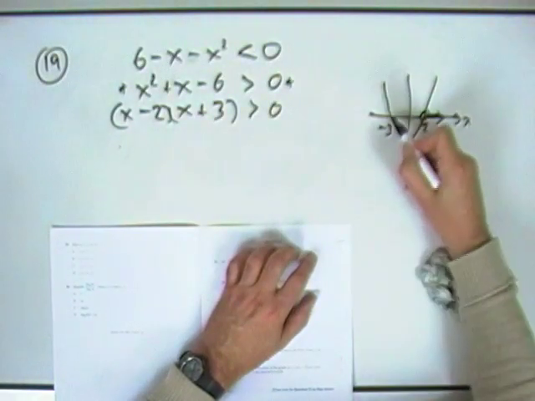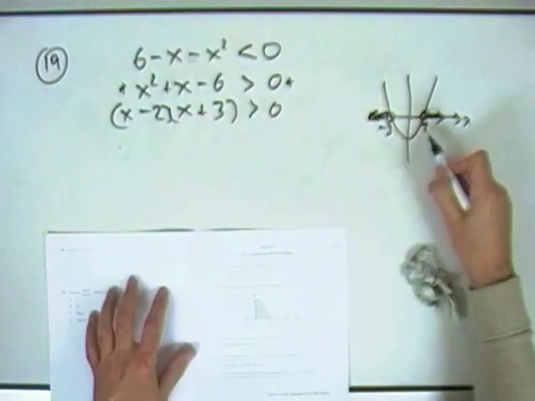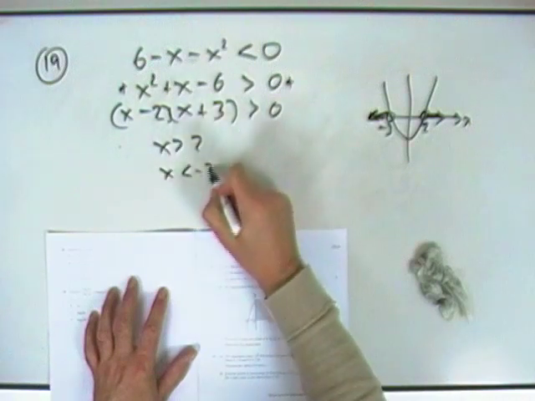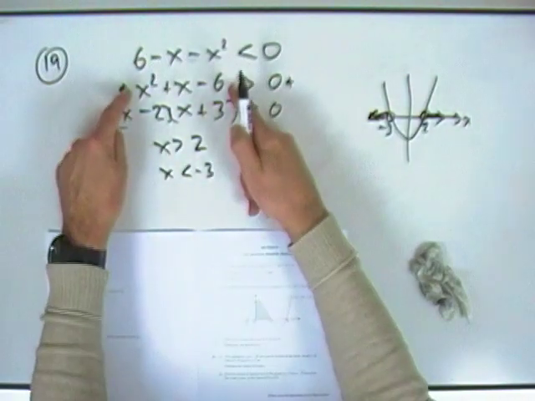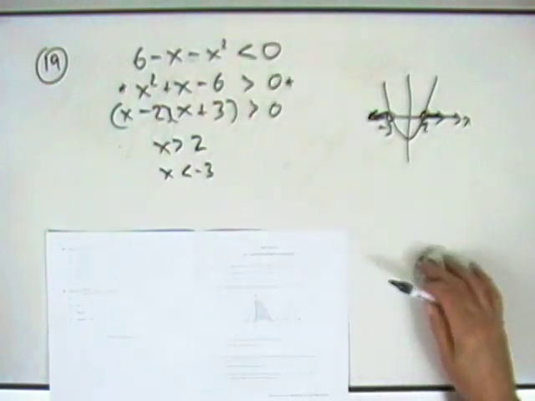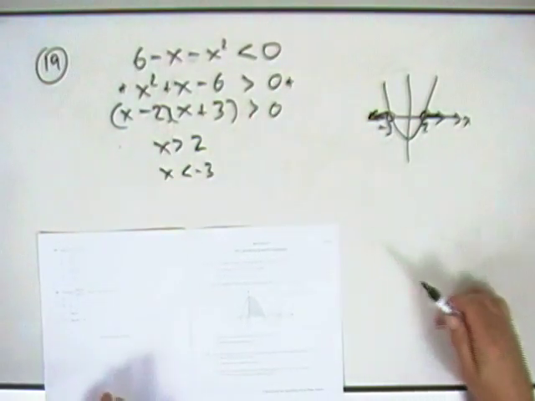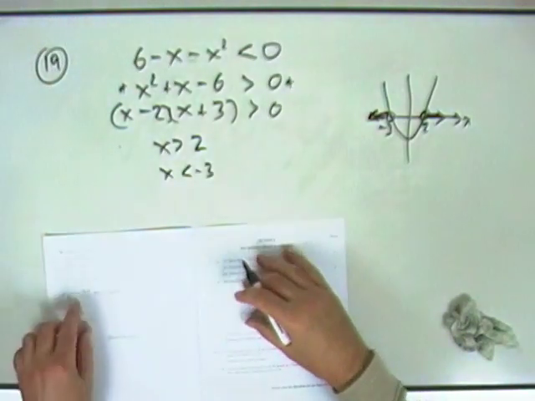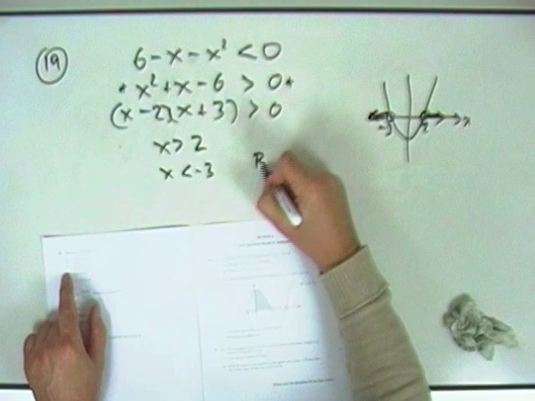So that means I want the x is here, and the x is there. I want x to be greater than 2, and I want x to be less than negative 3, in order for this expression to be greater than 0, which is equivalent to the other one, the upside down one being less than 0. So that would give me, what's the answers? X is greater than 2, where is it? B.